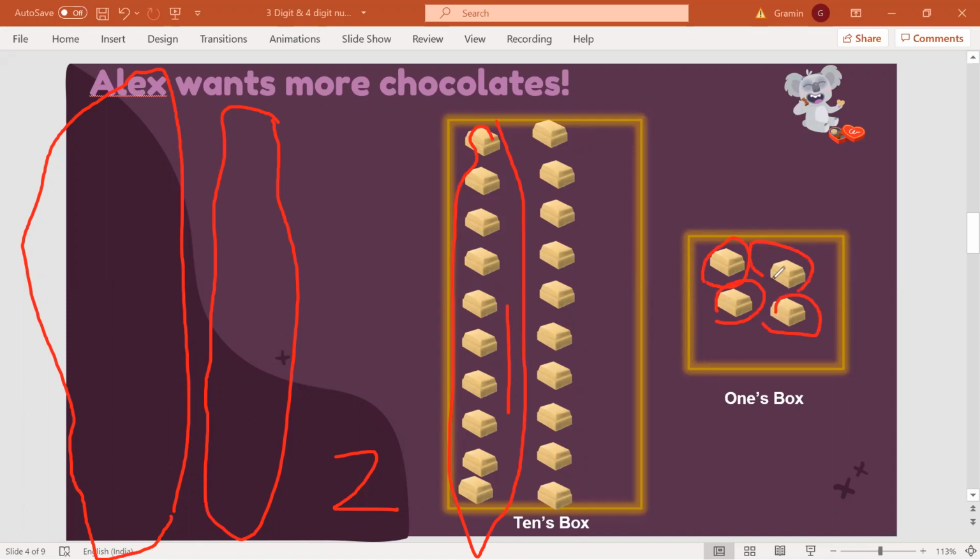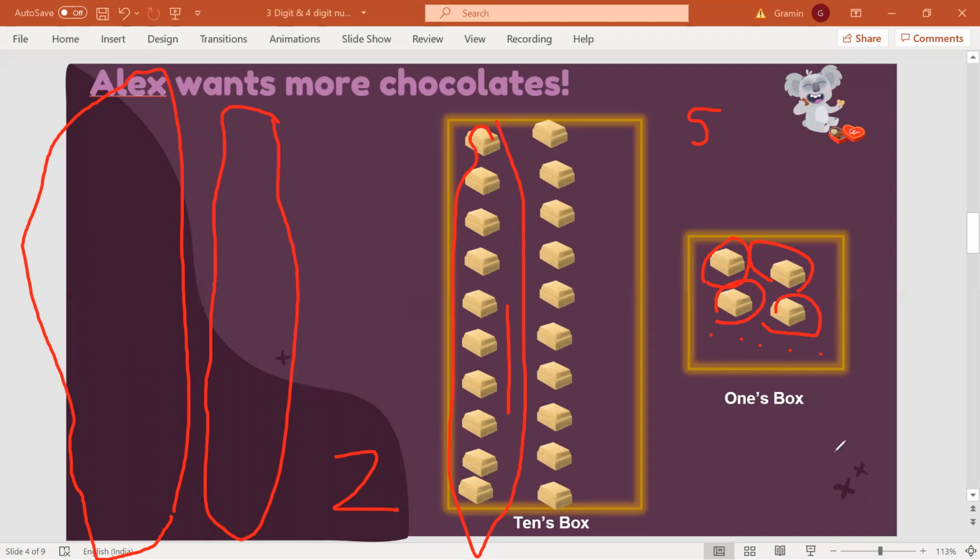So now suppose Alex buys 5 more chocolates, then where will he put those 5 chocolates? In 10's box or 1's box? He will put them in the 1's box, since in the 10's box we can put 10 chocolates at one time. So he will put 5 more chocolates in the 1's box, like 1 chocolate, 2 chocolate, 3 chocolate, 4 chocolate, and 5 chocolates. So now total how many chocolates are there in the 1's box? There are total 5 and 4, total 9 chocolates.